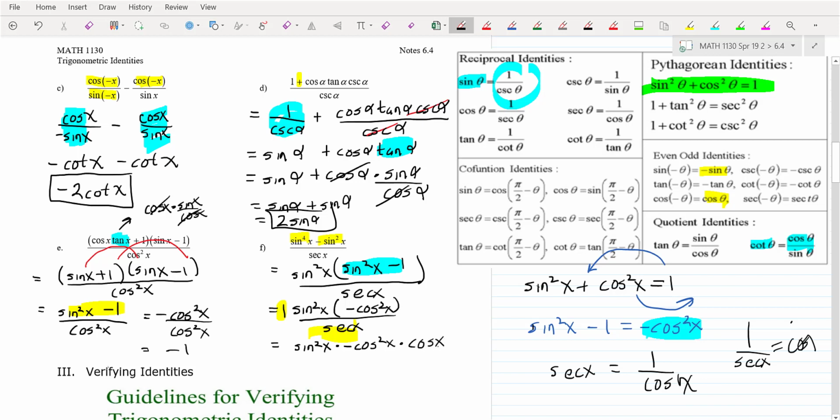Now this is going to be an example of a problem that probably isn't going to simplify too far. One thing that you want to try to learn how to do is to get these things down to one trig function though.